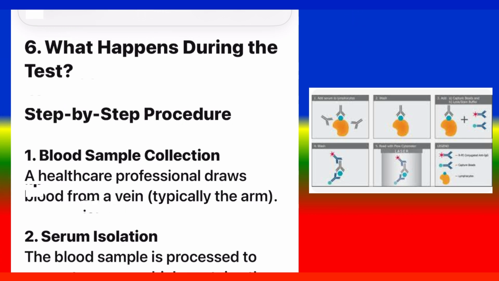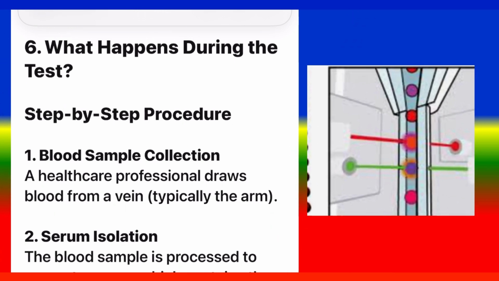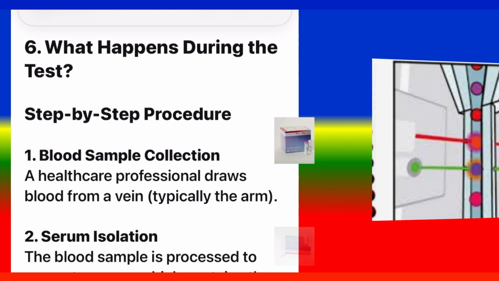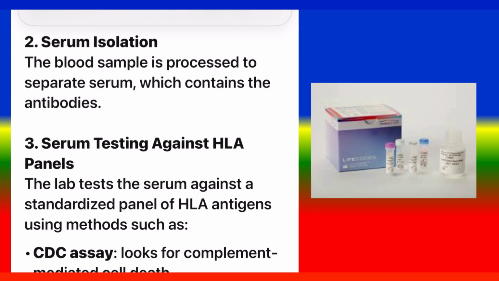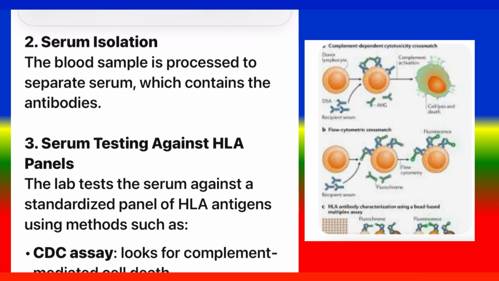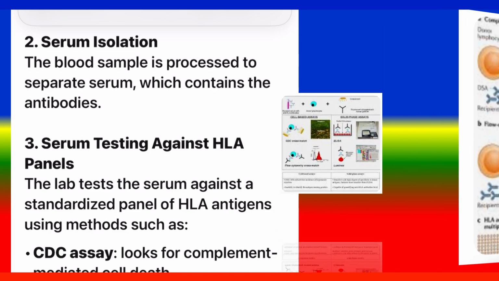Number 6. What happens during the test? Step-by-step procedure. 1. Blood sample collection. A healthcare professional draws blood from a vein, typically in the arm. 2. Serum isolation. The blood sample is processed to separate serum, which contains the antibodies. 3. Serum testing against HLA panels.